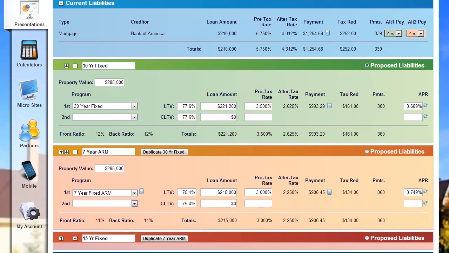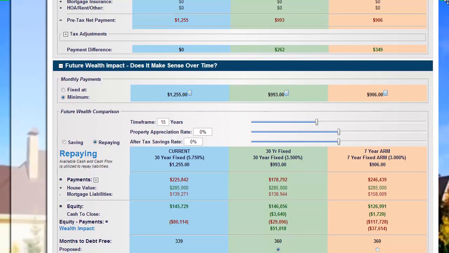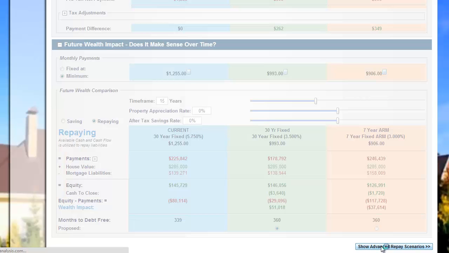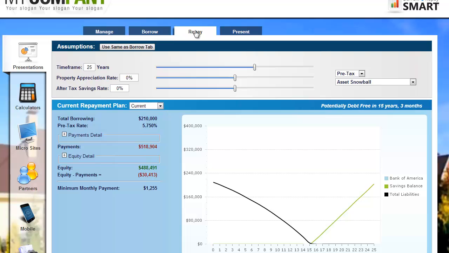On the borrow screen at the bottom right, you'll notice that there's the opportunity for you to expand into a more advanced repay scenario conversation. Think of all of this here as a tool that you can use to go through and look at different payments, different time frames, etc. But if I click the Show Advanced Repay Scenarios, a new window will be opened, and we have a new tab here called the Repay tab.